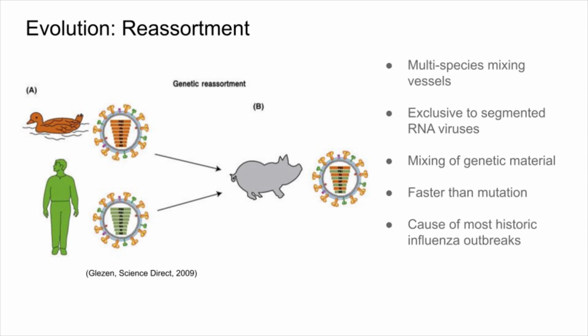The figure on this slide showcases two strains of influenza swapping genetic information after zoonotic transmission. This genetic reassortment leads to the formation of a novel strain. The process of genetic reassortment is exclusive to segmented RNA viruses and, in the case of influenza, drives the formation of novel strains faster than mutation. Understanding genetic reassortment, as well as the evolutionary process of influenza, is important because it allows us to better protect the population from novel influenza strains.